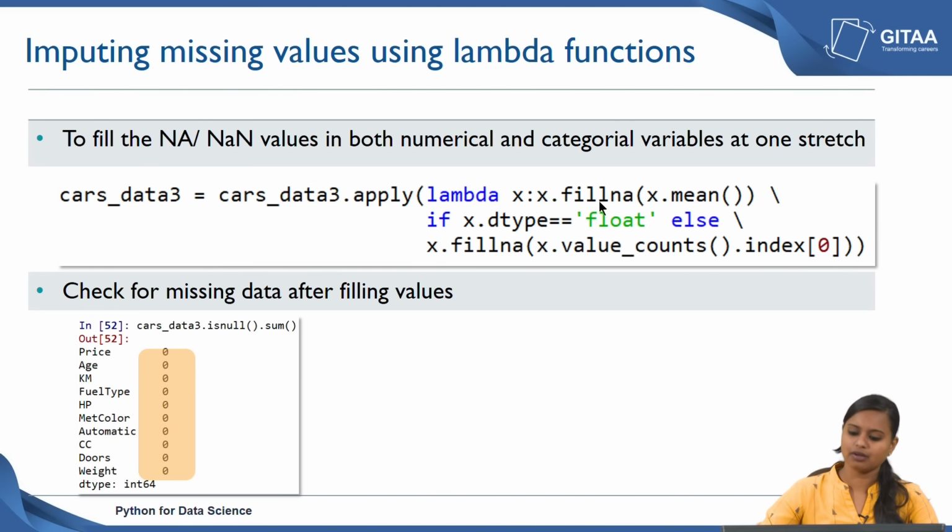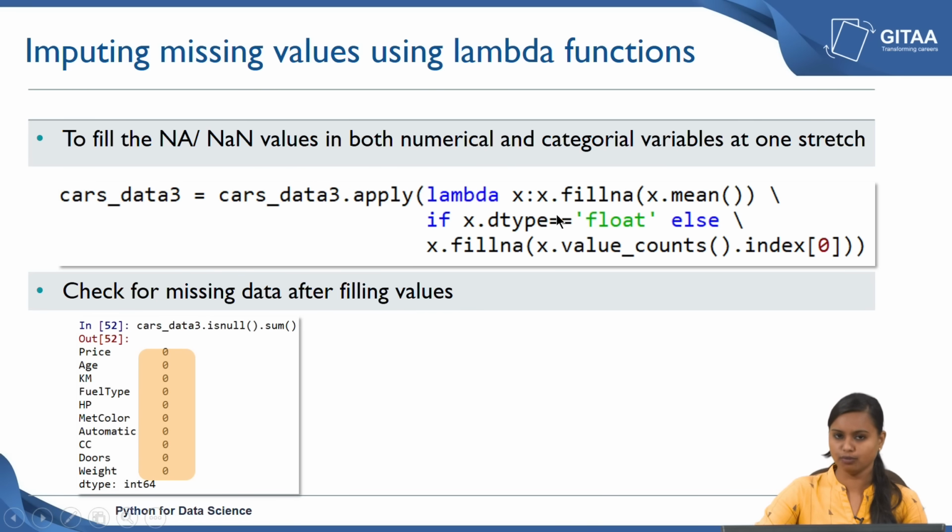In that case, give a condition saying that calculate the mean of each and every variable if the variable's data type is float, else calculate the mode value of each and every variable and then use that value to replace with. So, that is what the function does. So, using this function we have just replaced all the missing values at one shot.